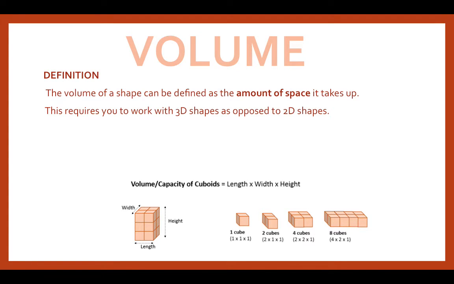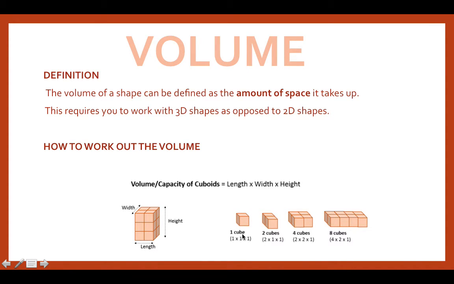So volume. So the volume of a shape can be defined as the amount of space it takes up. So this requires you to work with 3D shapes as opposed to 2D shapes. So how to work out the volume? So length times width times height. So here we've got the width, we've got the height, and we've got the length.